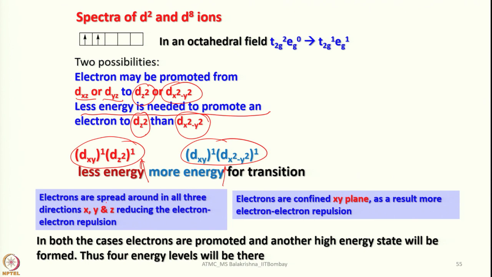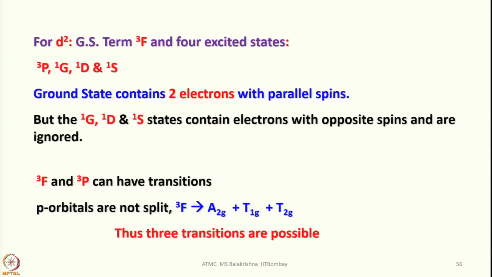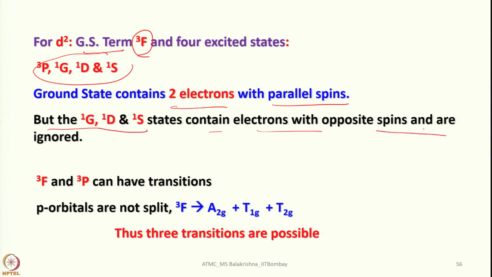So, electrons are spread around in all 3 directions, x, y, z, reducing the electron repulsion when you put an electron into dz square. On the other hand, if you put more electrons in the xy plane, there will be more electron repulsion in the xy plane because we have 4 ligands in it, that is it. So, in both the cases electrons are promoted and another high energy state will be formed, thus 4 energy levels will be there. When 4 energy levels are there, you can anticipate 3 transitions. So, for D2 the ground term is 3F and 4 excited states will be there, and the ground state contains 2 electrons with parallel spins, but these states contain electrons with opposite spins and are ignored.